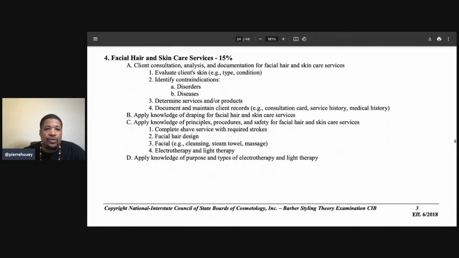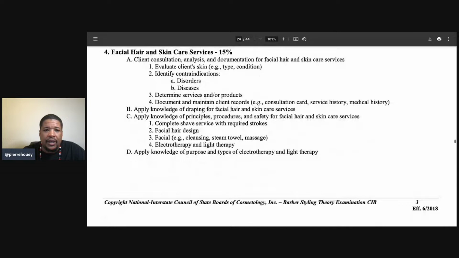So I want to try to find one that's going to give you guys value today. Tell you what we'll do. We'll start here. I like going in the index and finding and identifying what we need that way. So we'll start with the complete shave service with the required strokes. We'll do point of contact C because we did A and B the previous weeks, and I'll highlight it.